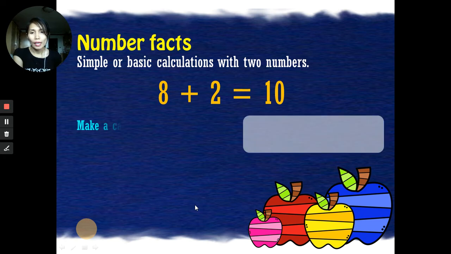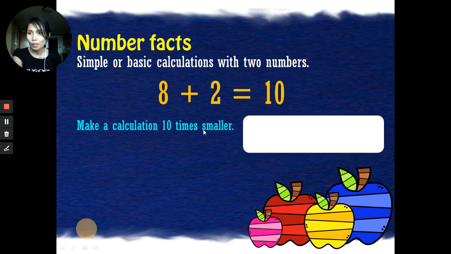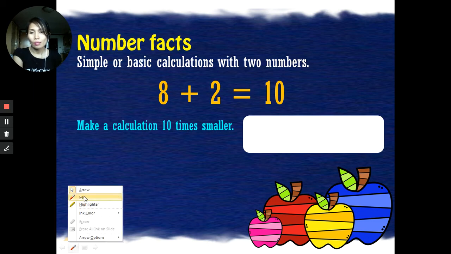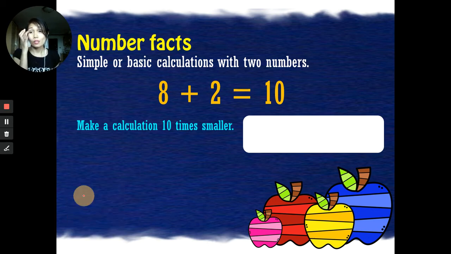So let's try to make a calculation 10 times smaller. Now here, smaller means we will divide by 10. How are you going to divide 8 divided by 10? We discussed this one already. 8 divided by 10, 2 divided by 10, and 10 divided by 10.